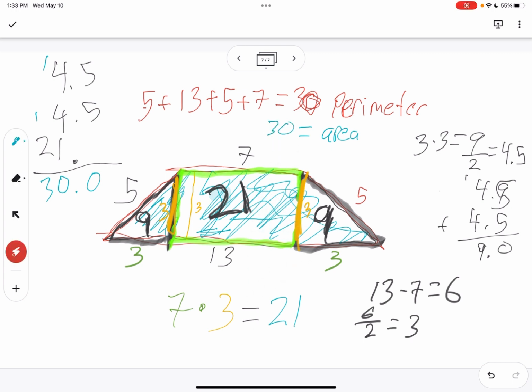It is kind of interesting that our perimeter and our area are the same. That doesn't always happen, but it's a good coincidence. So that's how we do it.